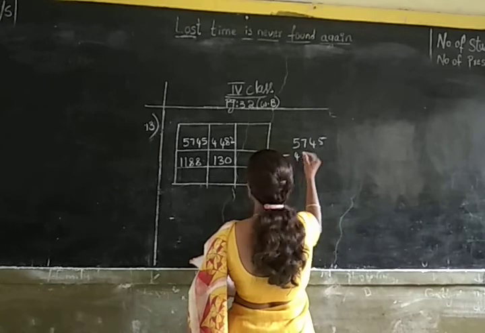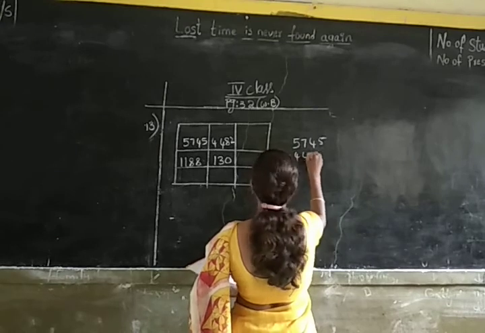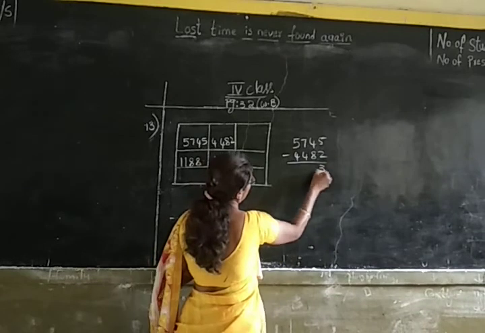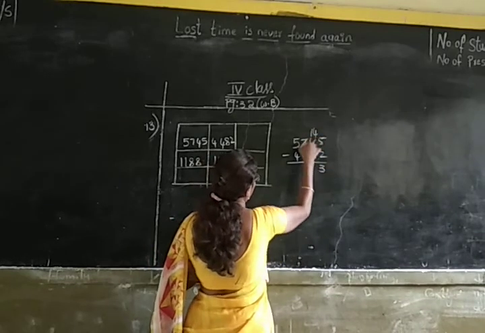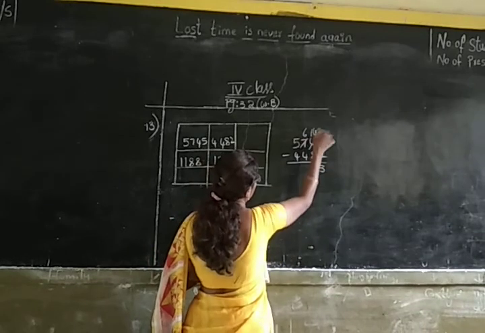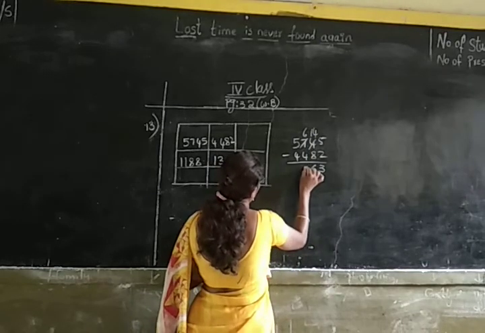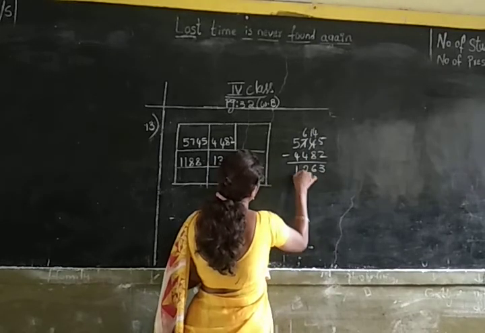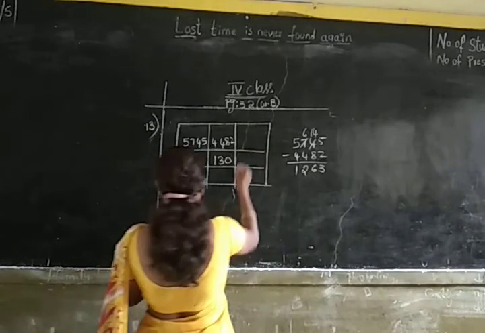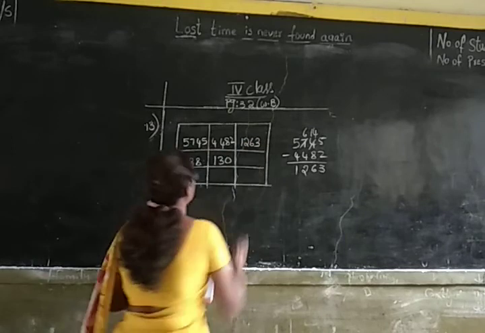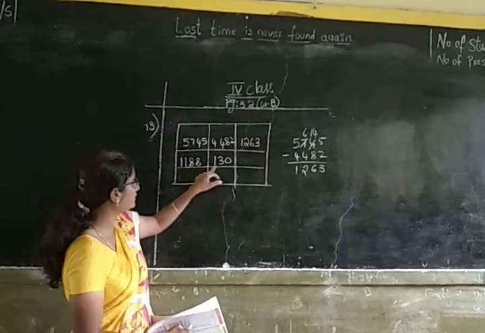5745 minus 4482. 5 minus 2 is 3. Here 14. Here it is 6. 14 minus 8 is 6. 6 minus 4 is 2. And 5 minus 4 is 1. So here the answer is 1263.